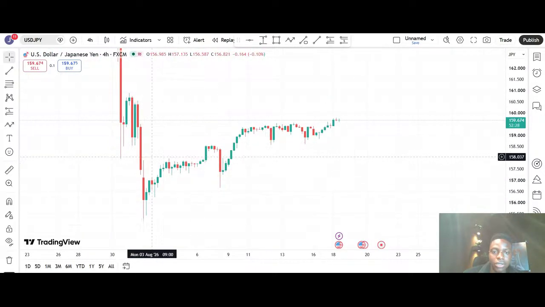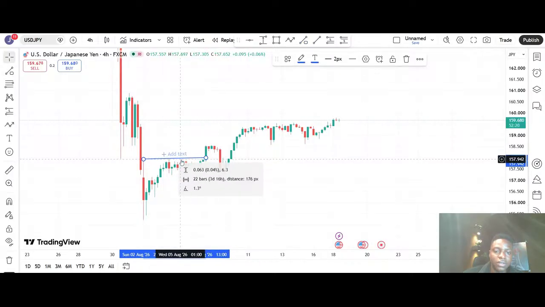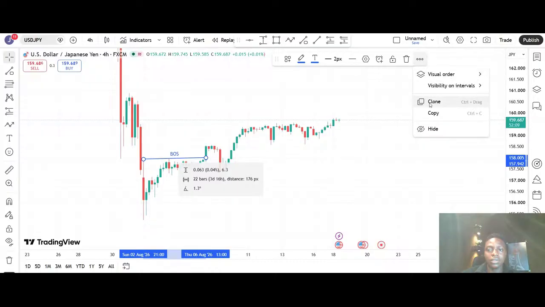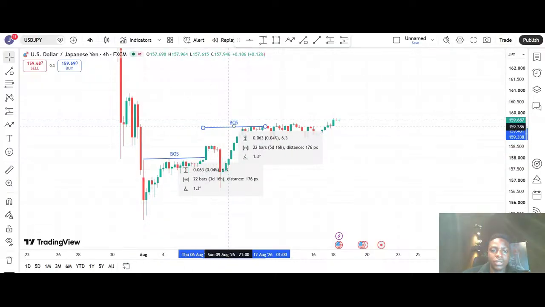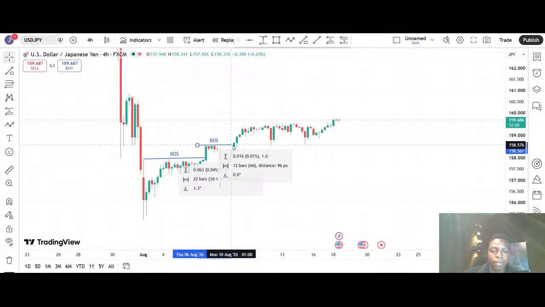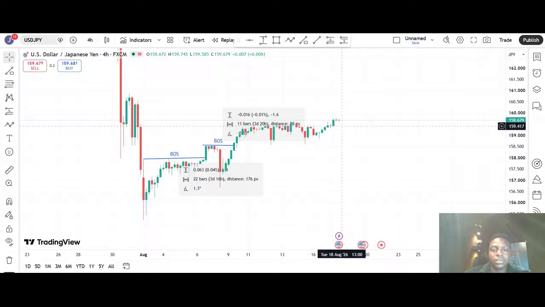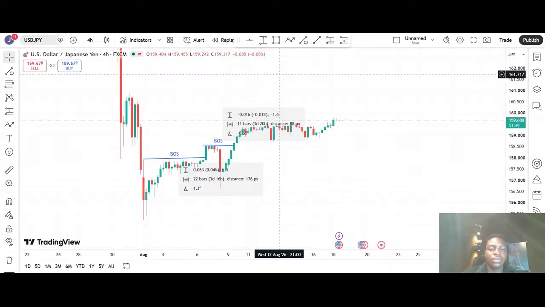Price came here, did a movement from this place. So let's see. This is a break of structure here, right? We can simply click this and say clone. That is a break of structure. There's still another break of structure here. Yes, there's a break of structure here, right? So that is still another break of structure.